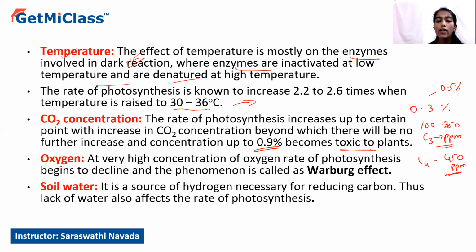And the next one is oxygen. A very high concentration of oxygen also affects photosynthesis, where the rate of photosynthesis will start to decline. This phenomenon is called Warburg's effect, where instead of photosynthesis, a photooxidation process will start, similar to photorespiration. Photooxidation takes place where chlorophyll molecules will be destroyed, and this phenomenon is called the Warburg effect.